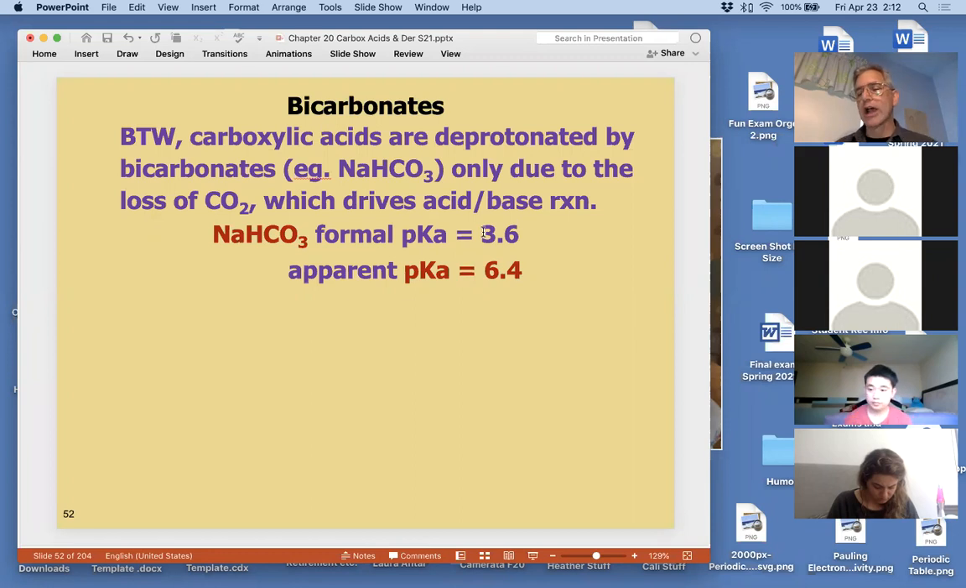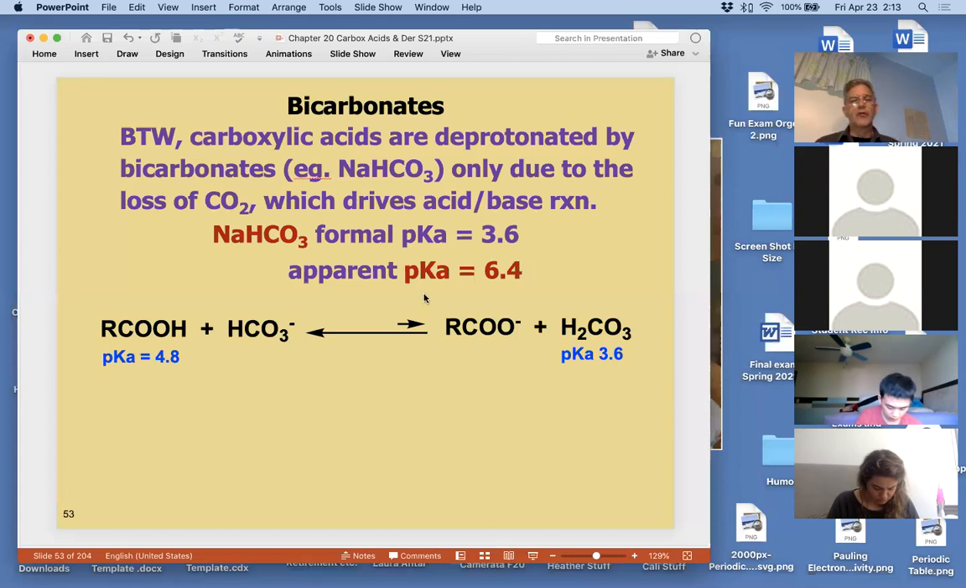It's a much stronger acid than carboxylic acids, and it should be, as our discussion is going to indicate, okay? But we never use that number in the real world. We use the apparent pKa of 6.4, meaning it's a weaker acid than carboxylic acids, which is why it doesn't extract them. Okay, so what's the rub here? Why are there two different pKa's for the same thing?